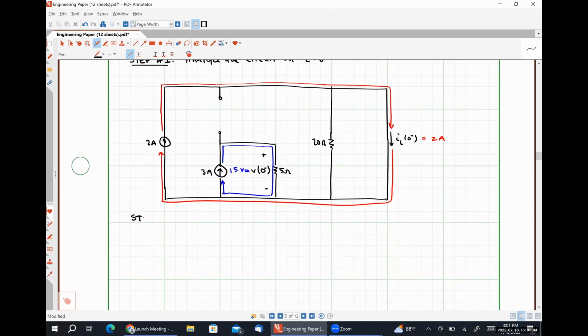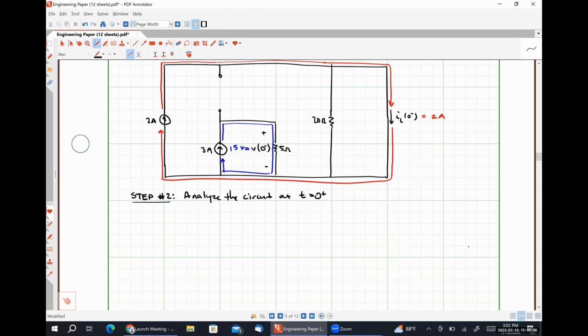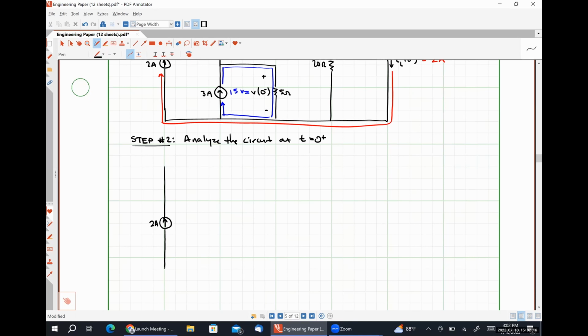We're going to analyze the circuit at t is equal to 0 plus. So at t is equal to 0 plus, our switch is now closed. I'm assuming the homework problems are not going to be that easy. Some of them are, others are not, as is the case with any assignment in this class.